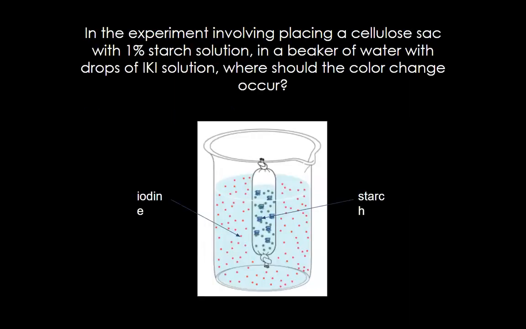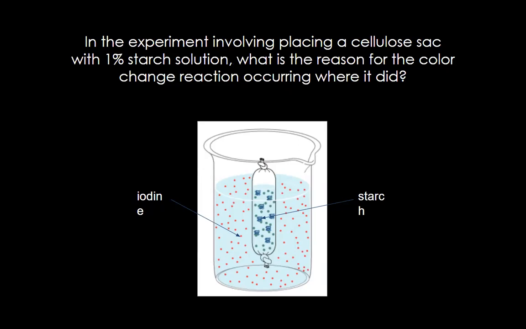Next, in the experiment involving placing a cellulose sac with 1% starch solution in a beaker of water with drops of iodine, where should the color change reaction occur? Please take note that in this experiment, the starch was inside the cellulose sac and the iodine was in the beaker. Since starch is a large molecule, it cannot pass through the cellulose sac because the cellulose sac is a semi-permeable membrane that can only allow small molecules to pass through. As such, iodine would be able to pass through, going from the beaker into the cellulose sac, and thus the color change reaction would happen inside the sac.